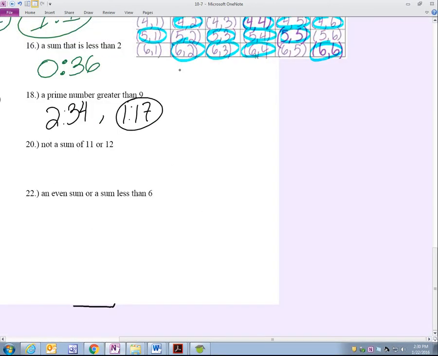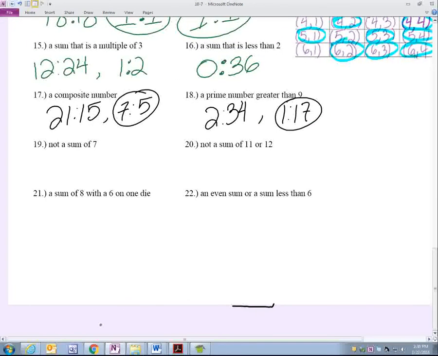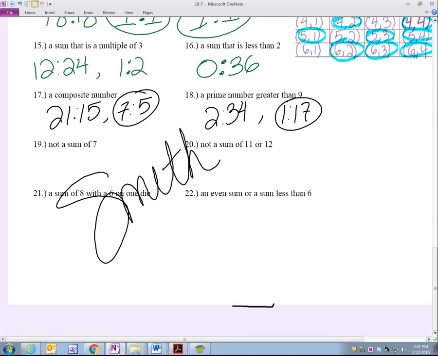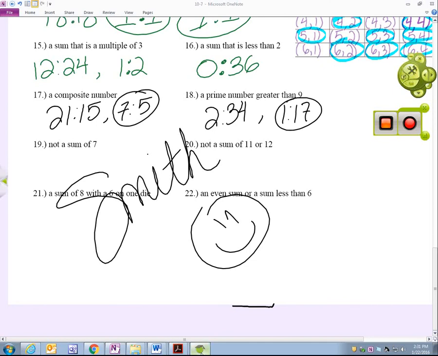Are you guys getting the hang of this? I'm getting more hang of it. No, it doesn't mean no homework. Of course you have homework.